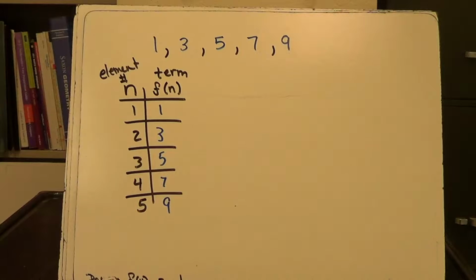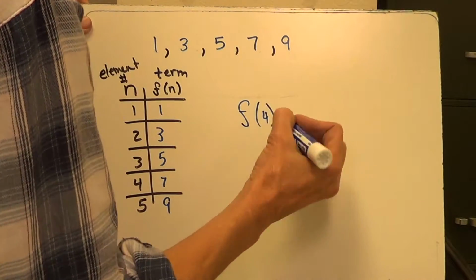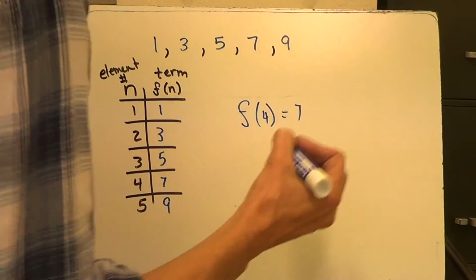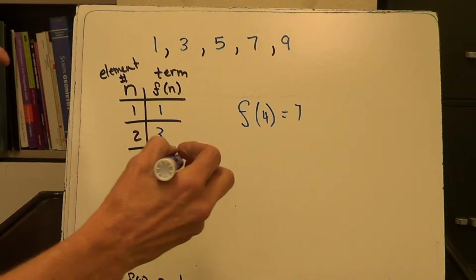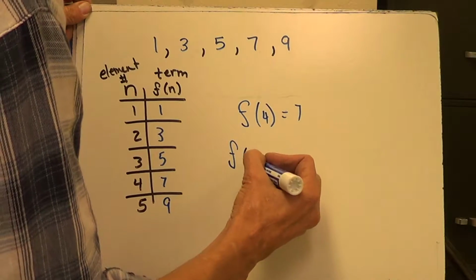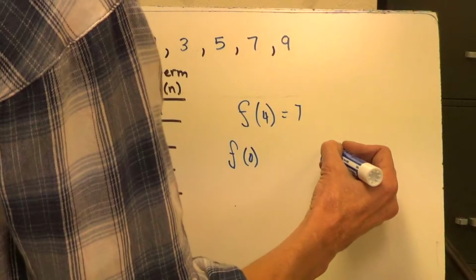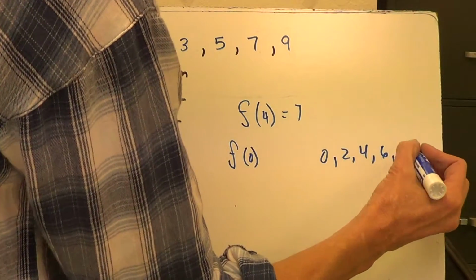Okay? Now, you might be asked, what's f4? All I'm asking is, what's the fourth term of the function? That would be 7. Okay? What happens if I say a function begins with the 0th term? And here's the function: 0, 2, 4, 6, 8.